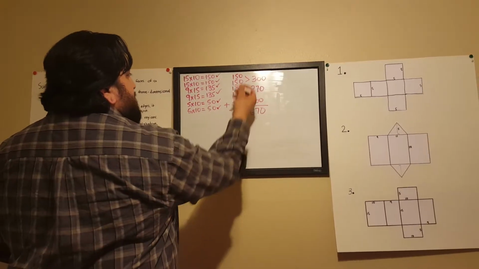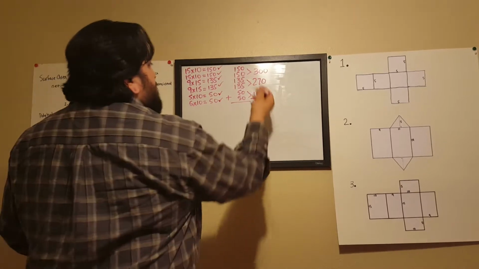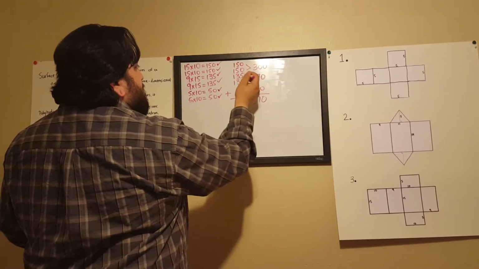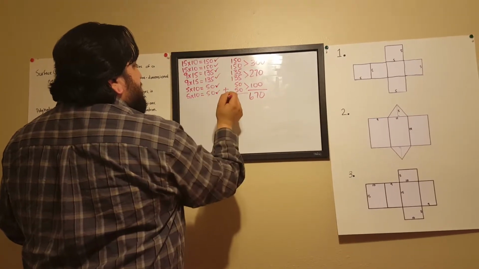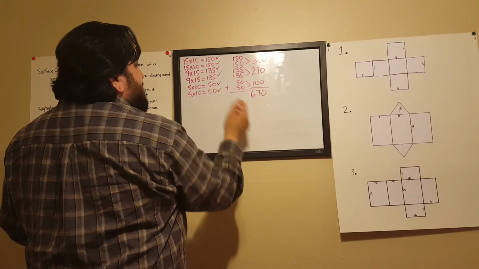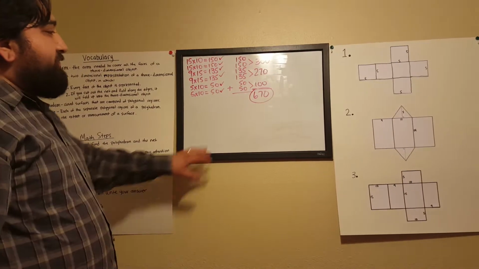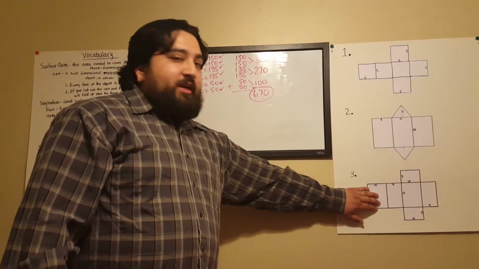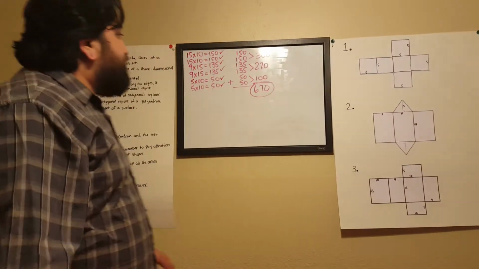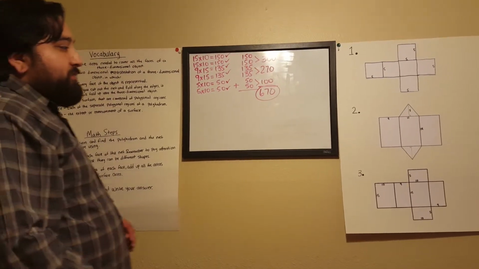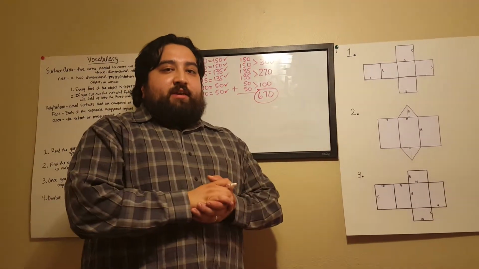And again, let's add them up. 150 plus 150 plus 135 plus 135 plus 50 plus 50 gives you a total of 670. So the surface area for this net right here would be 670. Now class, with that being said, does anybody have any other questions?